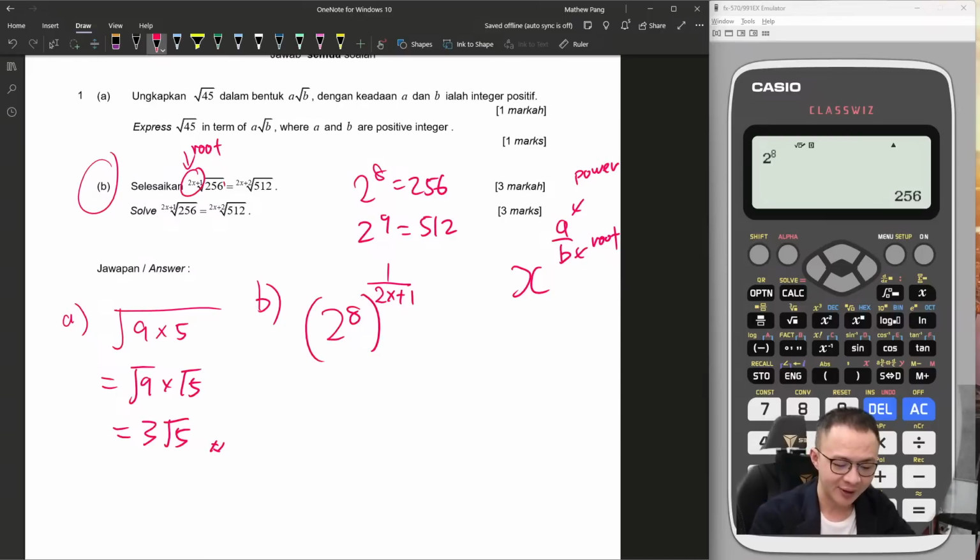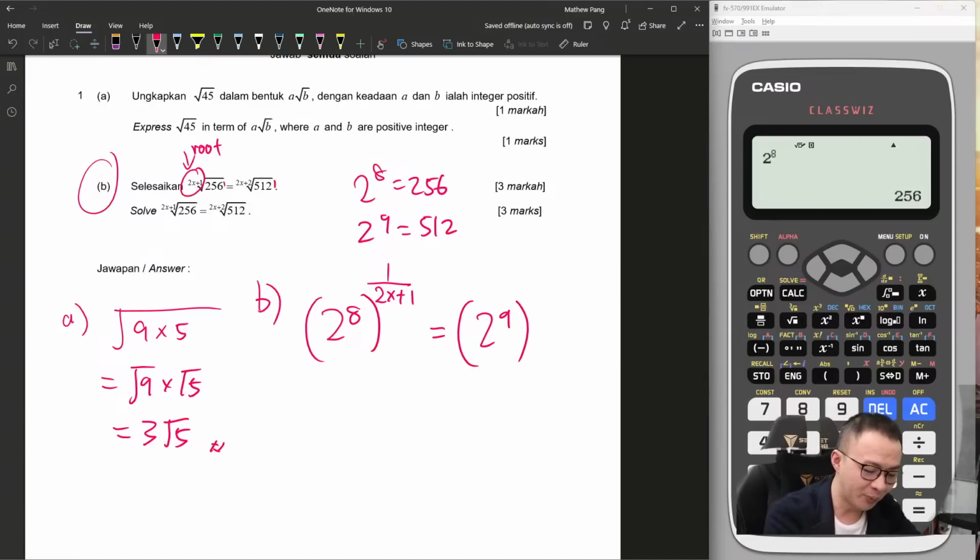Then it equals 512, which is 2 to the power of 9. You can see 512 is power 1, so it's 1 over 2x plus 2. Okay, so this is how we do this one.